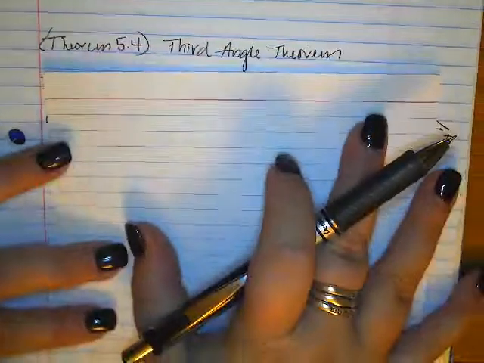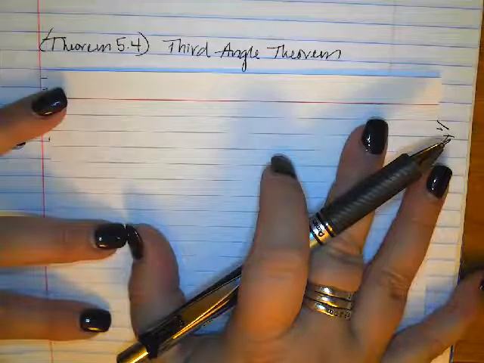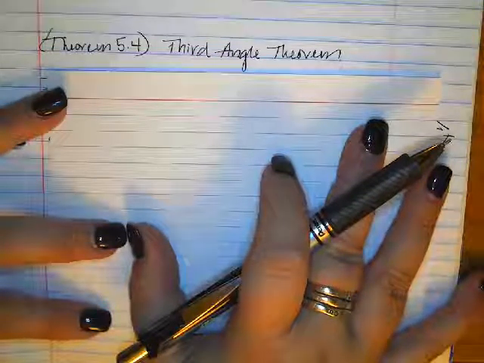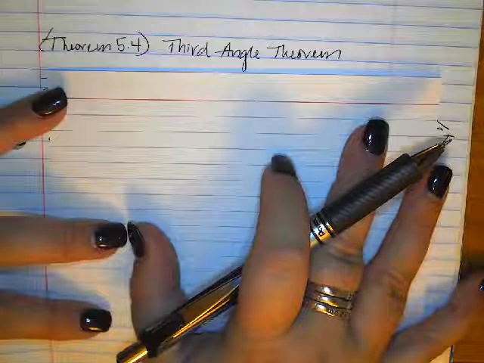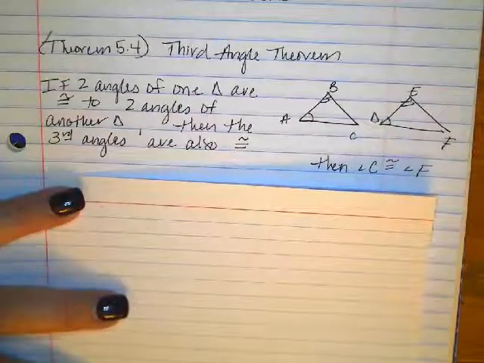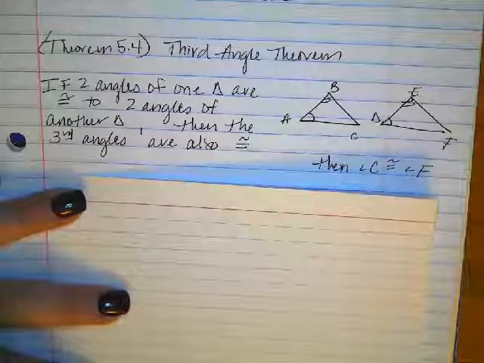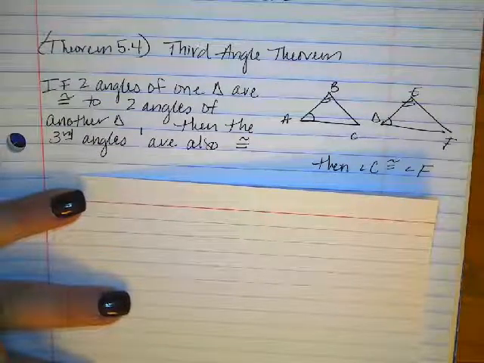And the last and final theorem for today is theorem 5.4, and it's called the third angle theorem. It's really more of a common sense, kind of like a shortcut type of theorem. It states that if two angles of one triangle are the same as two angles of another triangle, then the third angles are also congruent.